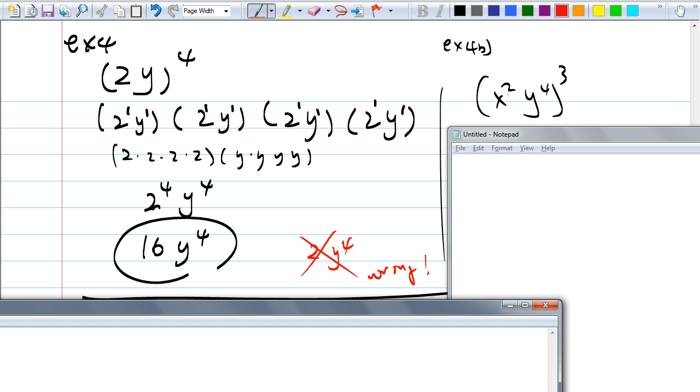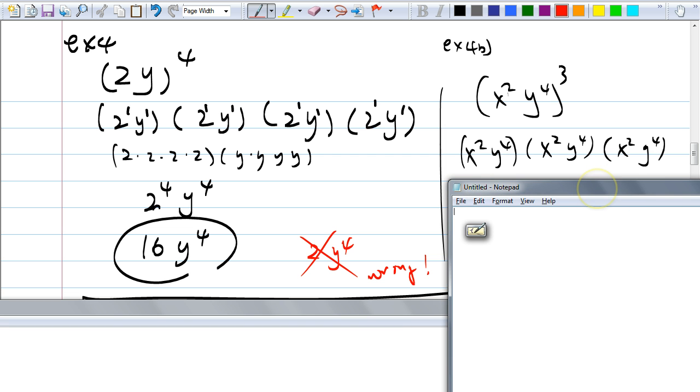How many of these are we multiplying? Class? 3 times. So isn't it really x to the second, y to the 4th, times x to the second, y to the 4th, times x to the second, y to the 4th? Jason, now, look, we're all multiplying. We're not adding or anything, right? What do you think? How many x's do you have, Jason, here? 6. 6 of them. How many y's do you have? 12. 12 of these, okay?